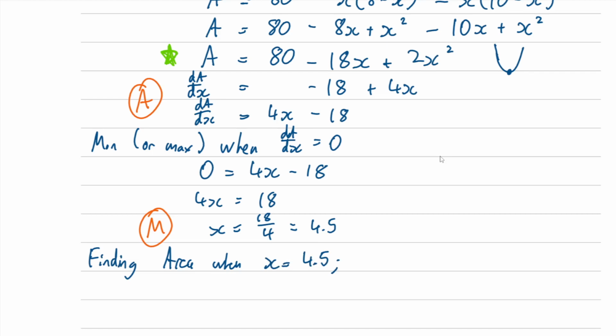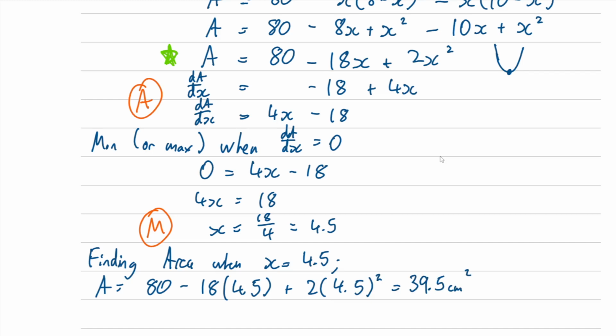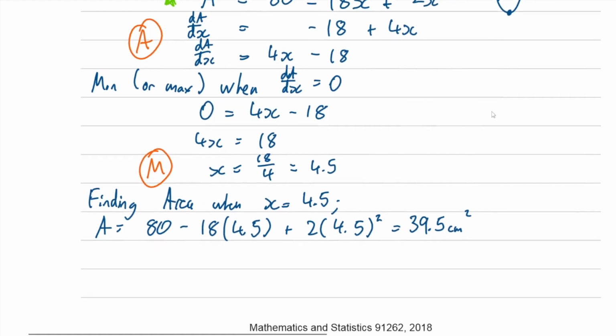So using that green starred equation for area equals 80 minus 18 times 4.5 plus 2 times 4.5 squared. Right, I'm putting that in on your calculator. Should be 39.5 centimeters squared, if the solutions are right. Cool. Alright, so we found the area, the minimum area. Great. Now we need to justify that it is a minimum.